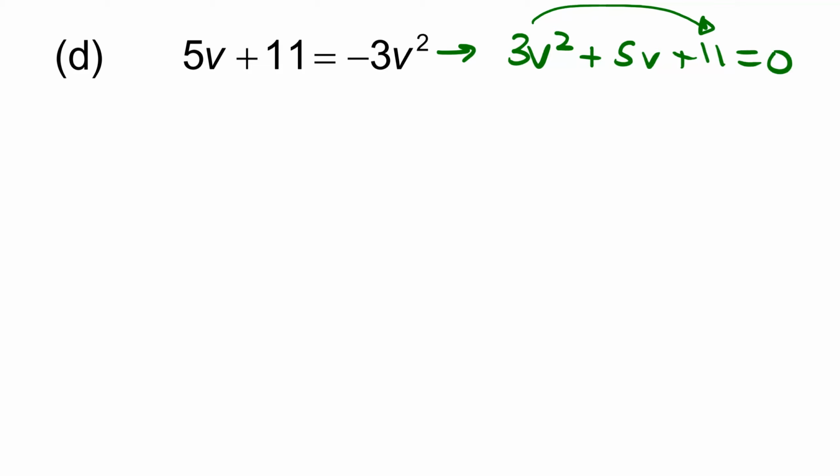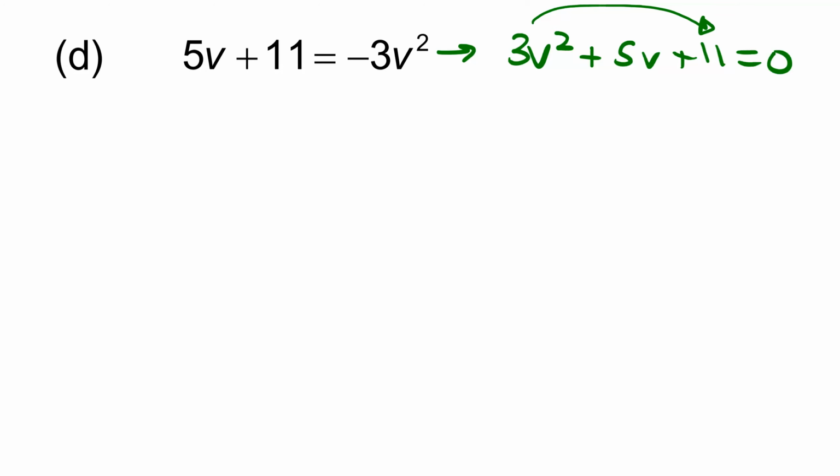So if I take the 3 and multiply by 11, do you know any 2 numbers that multiply to 33 and add to 5? So 1 and 33 don't add to 5. 3 and 11 add to 14, not 5. And that's it. So we must use the quadratic formula. There's no other option.